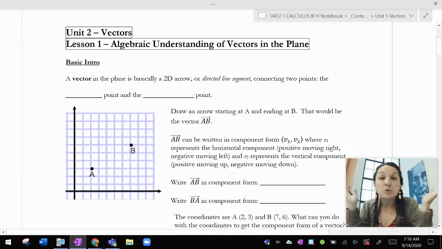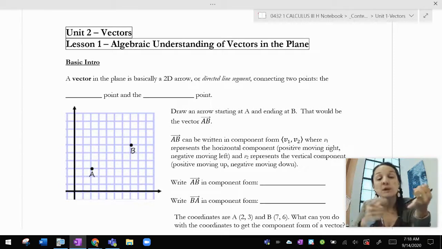All right, so we're starting with Lesson 1, Algebraic Understanding of Vectors in the Plane. Okay, that's a lot of words. I want to make sure you understand why each of them are there. Algebraic understanding. We're going to start with looking at the numbers and the notation for vectors. And this says vectors. Okay, what the heck is that?